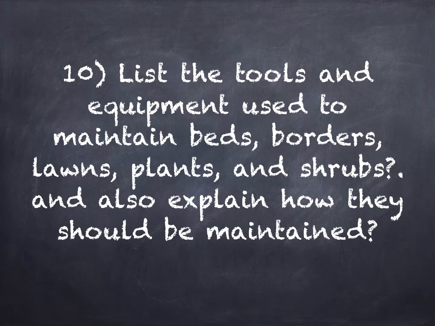So thinking about all these maintenance tasks we've been doing and all the tasks we've been discussing, you really need to be thinking about all the tools you've been using. So list the tools and equipment used to maintain the beds and the borders and the lawns and the plants and shrubs, containers, the baskets, the bedding, pruning. So list the tools and equipment used to maintain beds, borders, lawns, plants and shrubs, and also explain how they should be maintained.